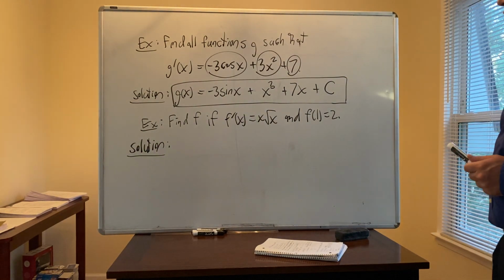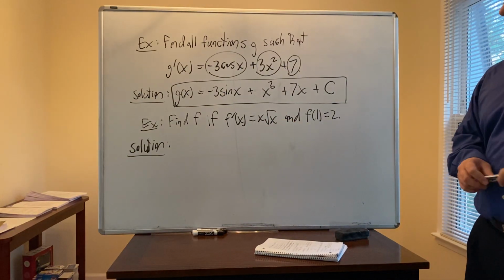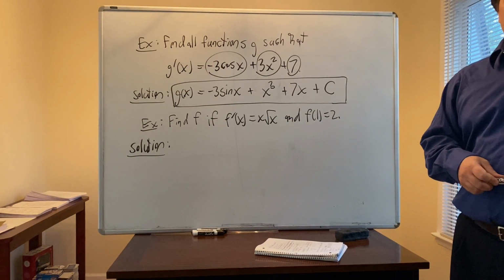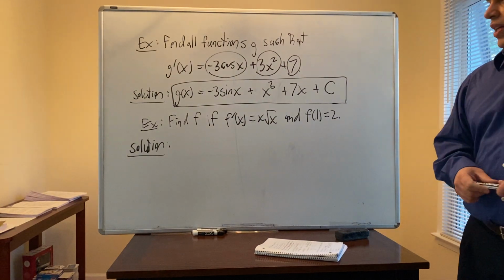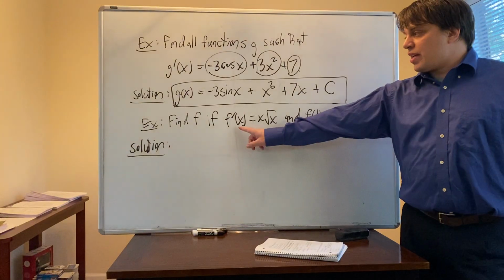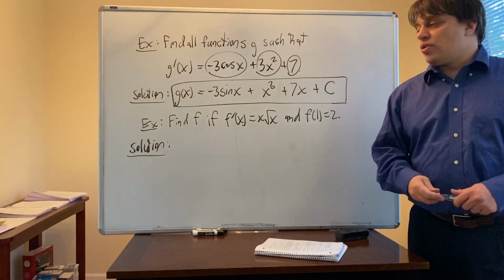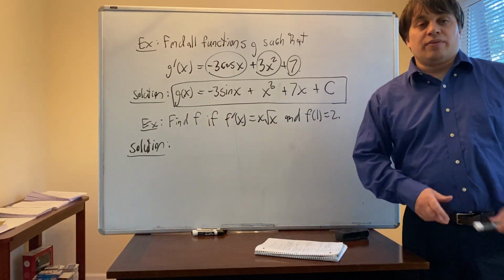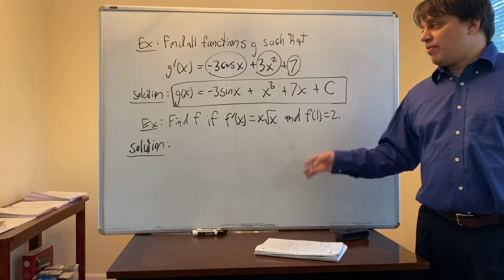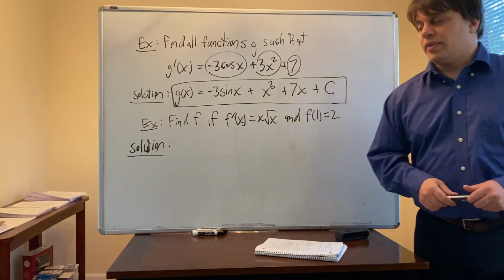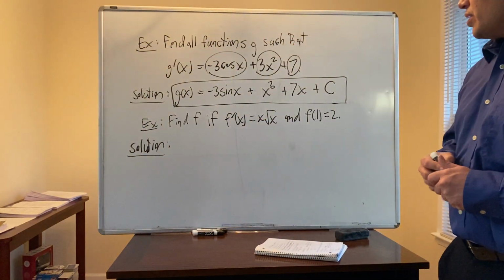So what we want to do is find the most general antiderivative of x square root of x first. And then we're going to use that most general antiderivative to find a specific one that satisfies that equation. Okay, so again, we're going to find the most general antiderivative of f prime. And that will be a family of functions, all of which could be the one f we're looking for. Then we're going to take that family of functions and use this equation to find the specific one that we're trying to find.